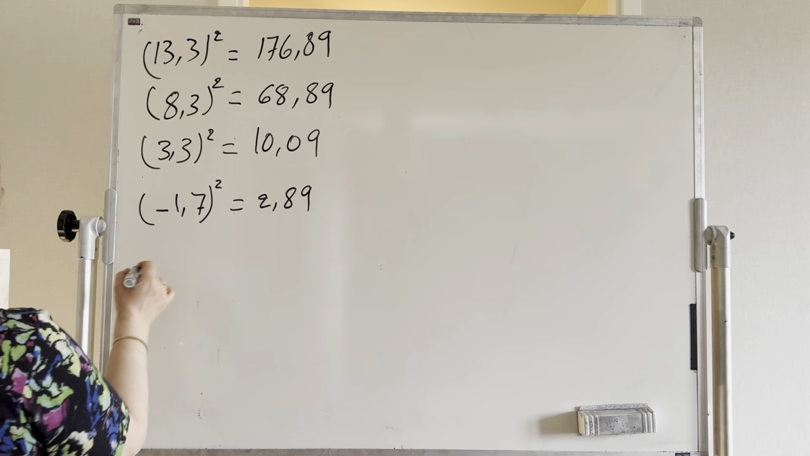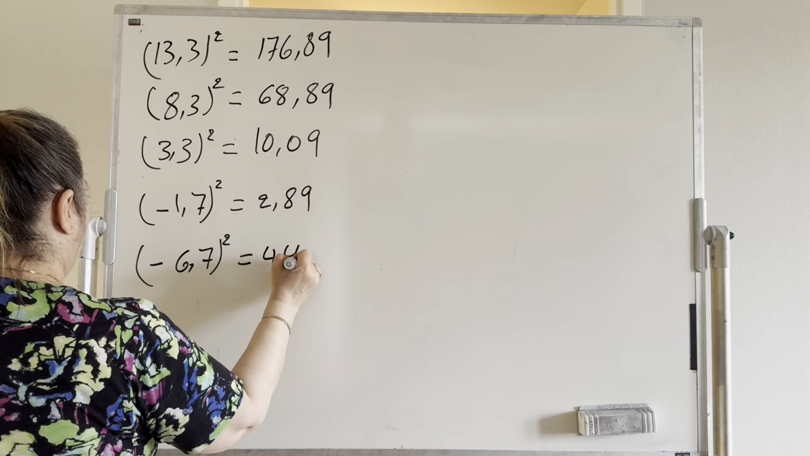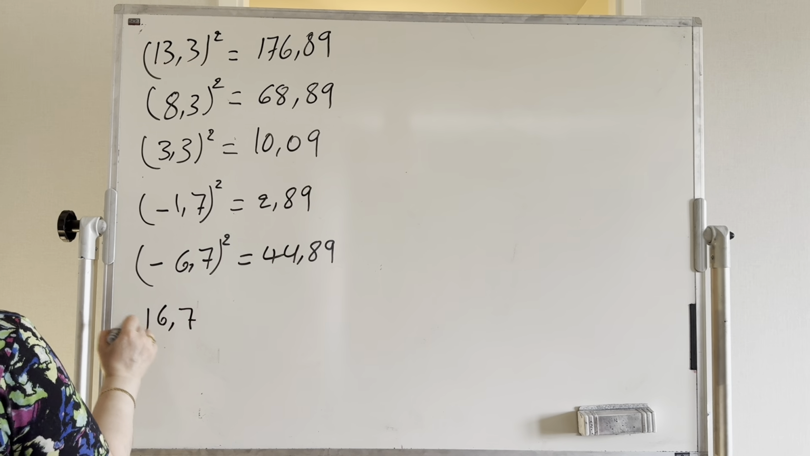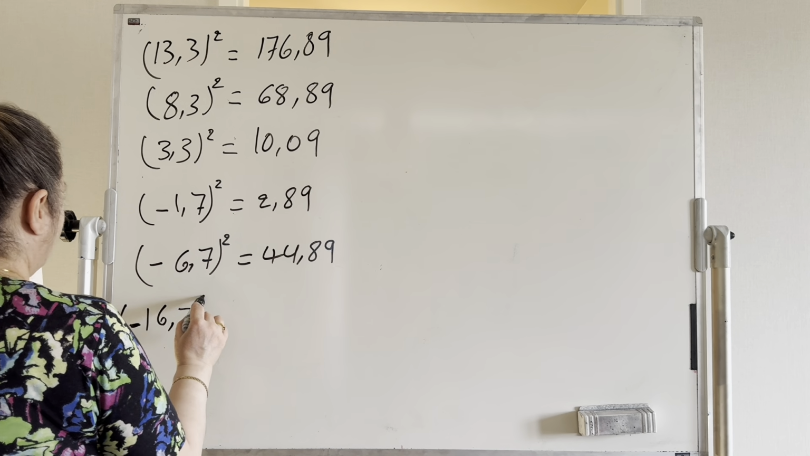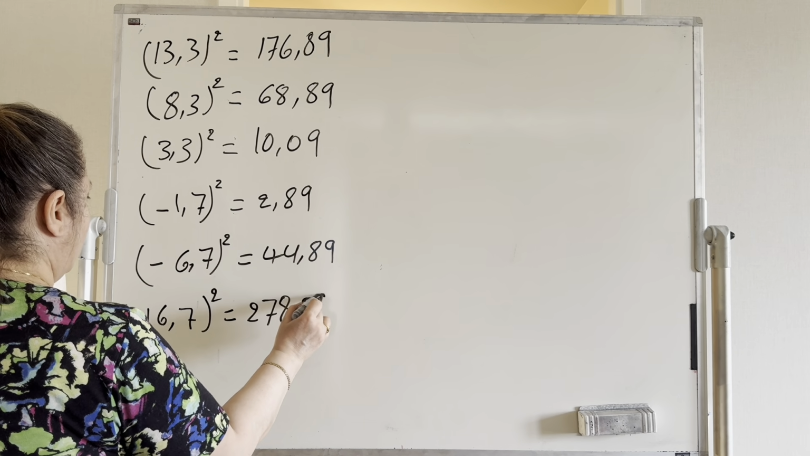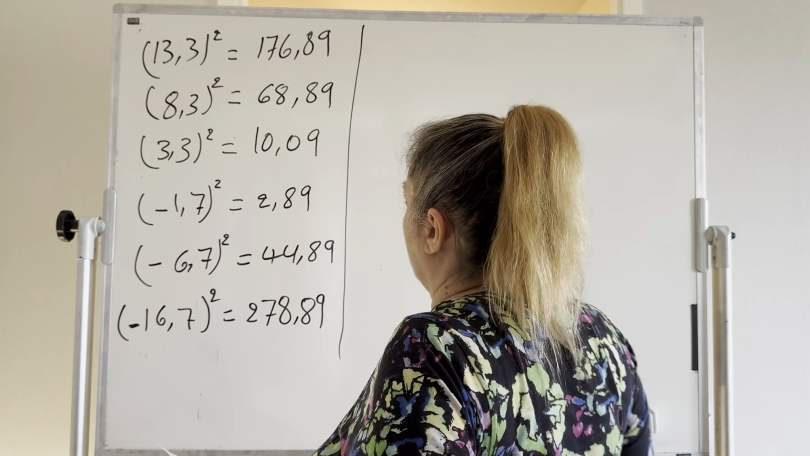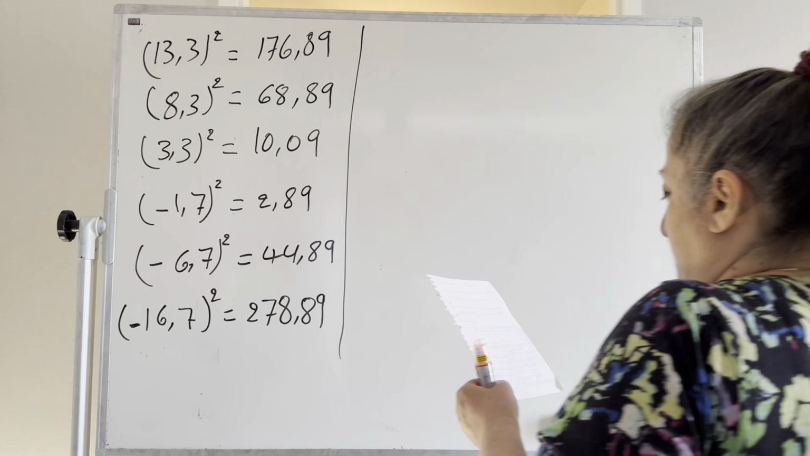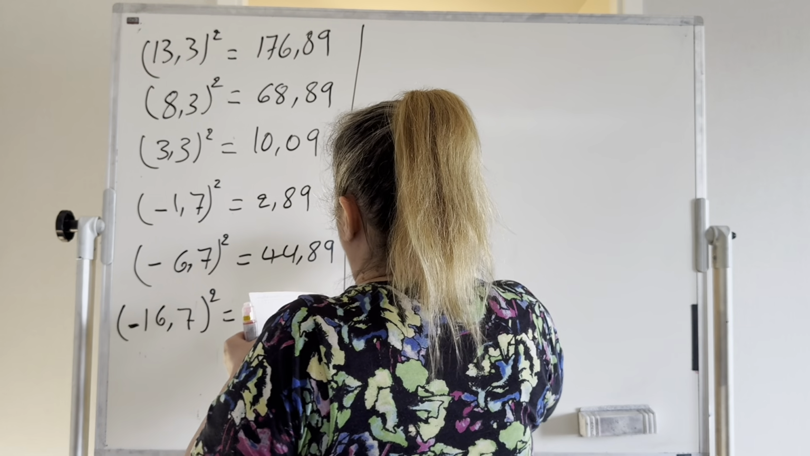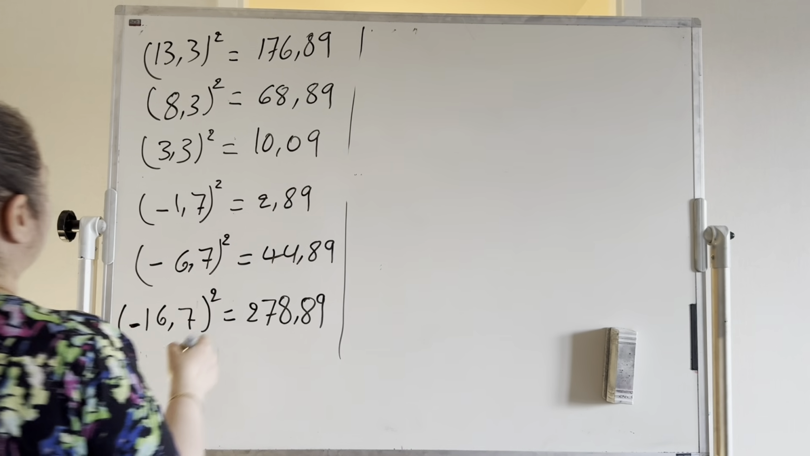And minus 6.7 squared equals 44.89, and the last value minus 16.7 squared equals 278.89. And now I will add all these values after I squared them. I will add all the 6 values.